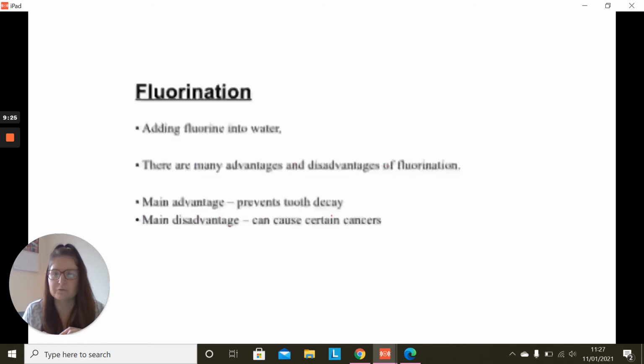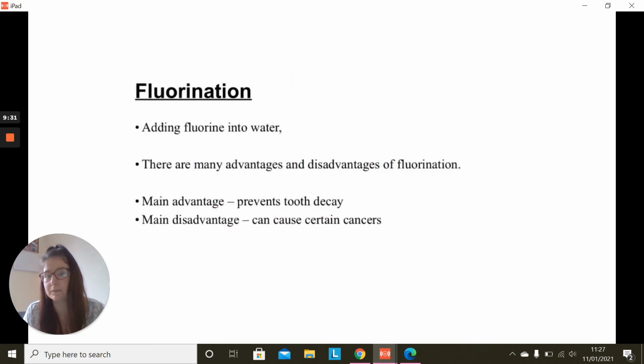Then we're going to look at fluorination in our water. Fluorination is where we add fluorine into our water. There are many advantages and disadvantages of fluorination, which we're going to look at now. The main advantage, though, is that it prevents tooth decay. And the main disadvantage is that it can cause certain cancers if it's at too high a level.